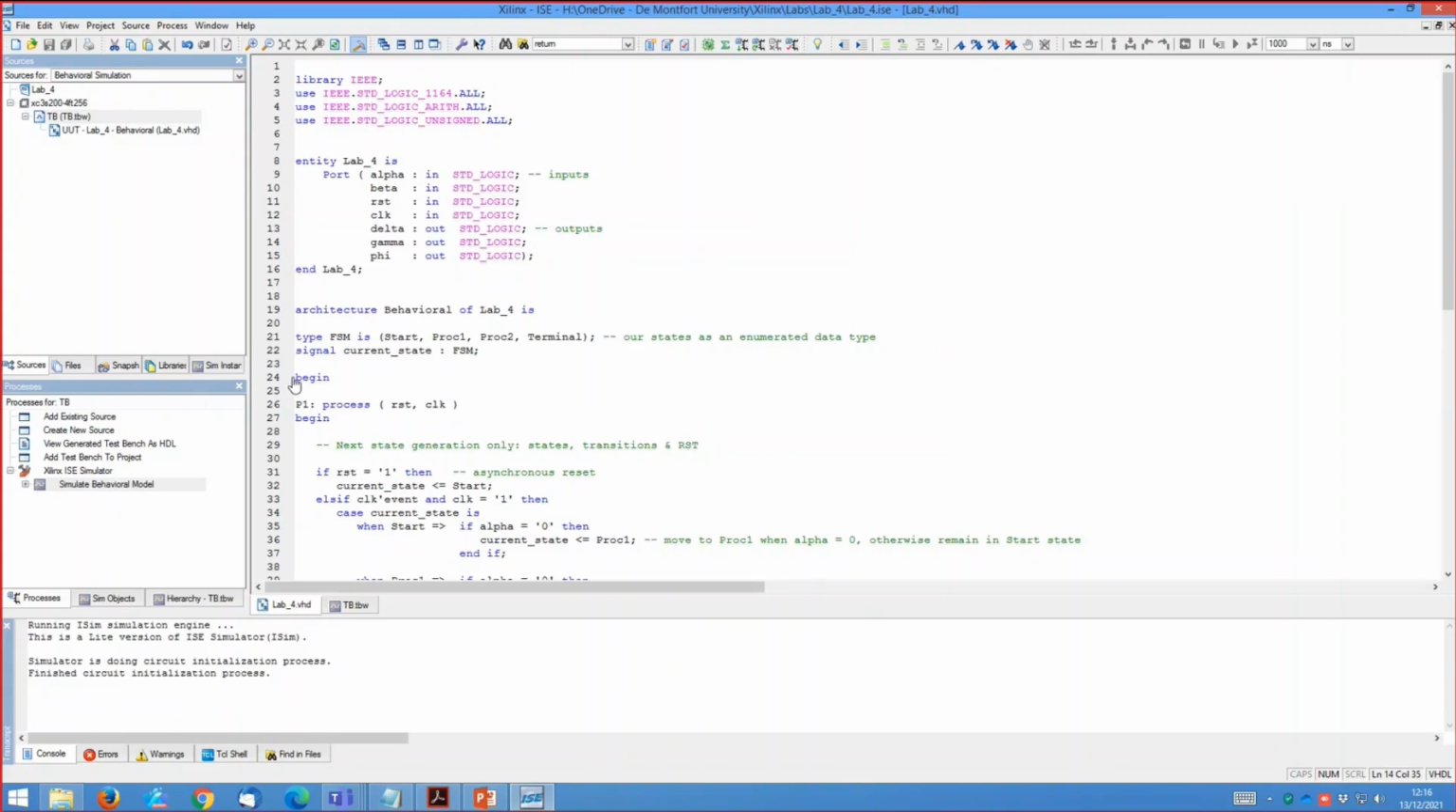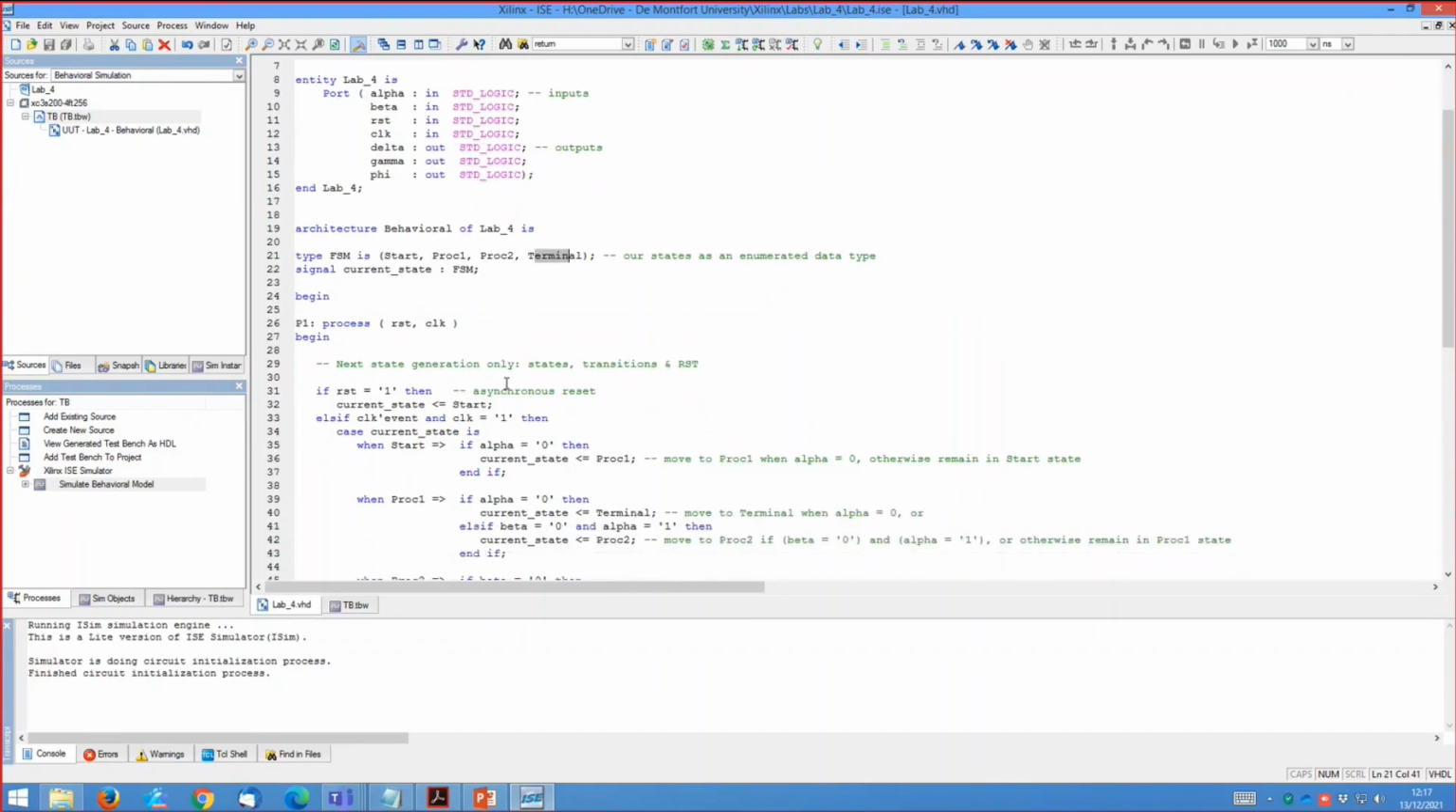And then before the begin of the architecture, I've created a new enumerated data type called FSM, and that has the 4 states for our finite state machine, which are start, proc1, proc2, and respectively terminal. So those are the only 4 states that we need there. And then I've created a signal current state, which is of the type FSM. So it can only contain as data start, proc1, proc2, and respectively terminal. Once we have that, that's all we need in terms of data definition.